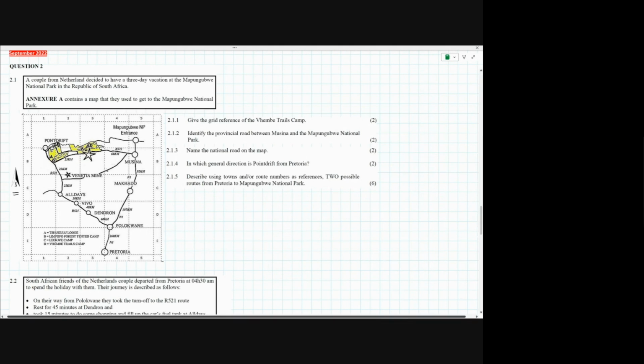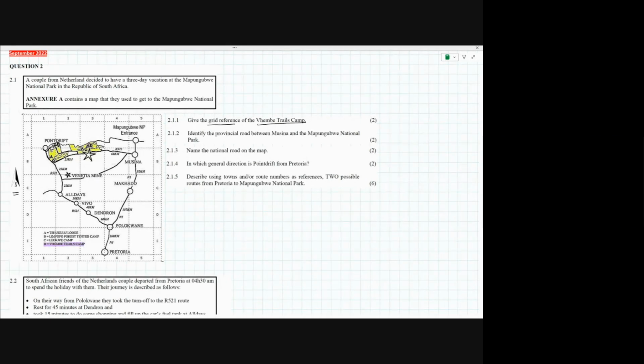All right, so the first question says give, and again, it's got a grid reference, so use it. Give the grid reference of the Vembe Trails Campaign Initiative trials. So obviously we first need to figure out where that is. And this is now where our key becomes important. If you go down to your key, we can see that D represents the camp. And so we need to find letter D.